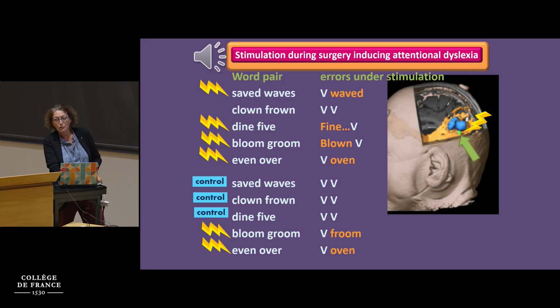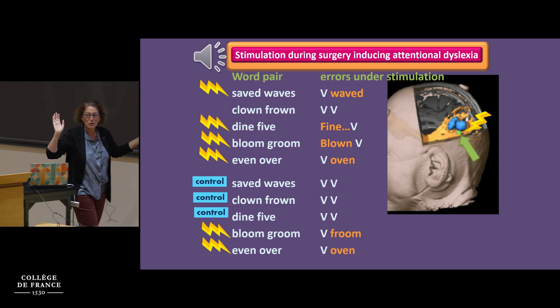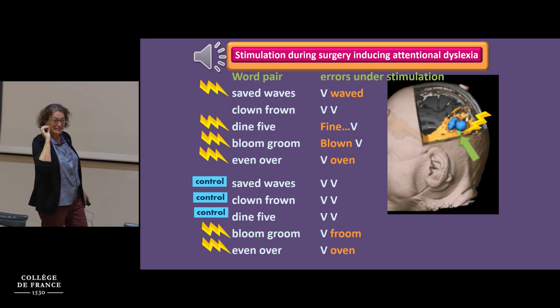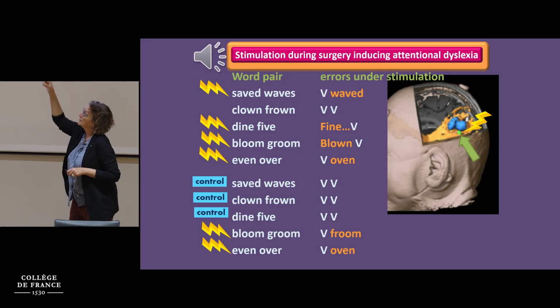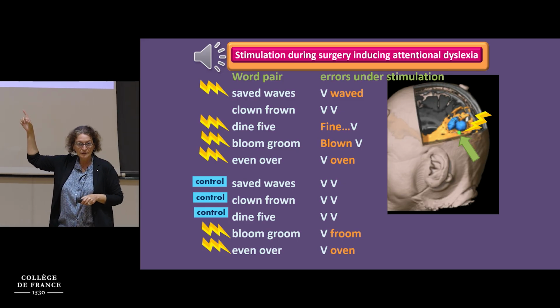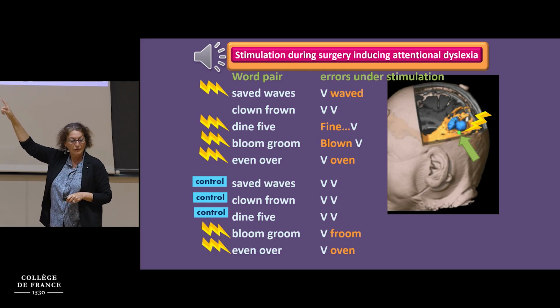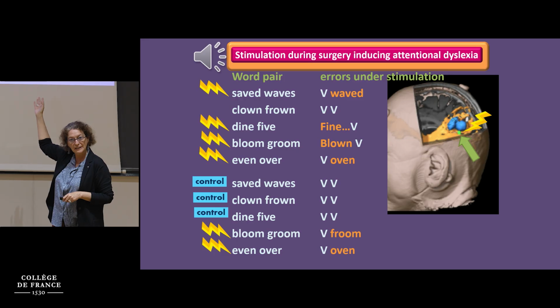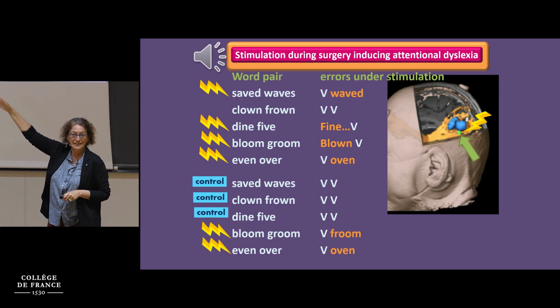Okay. You see how consistent the pattern of errors is when this area is stimulated? She makes letter substitutions, but it's not just letter substitutions that come from nowhere. It's always a letter that appears in the same position in a neighboring word. Let's look for a second. Waves becomes waved because there is a D in the previous word. And dine becomes fine because there is an F in the beginning of the next word. And oven becomes over because there is an N in the end of the previous word.